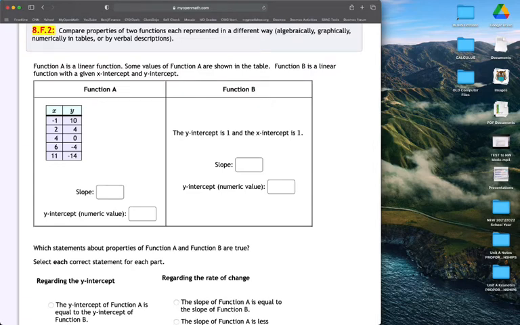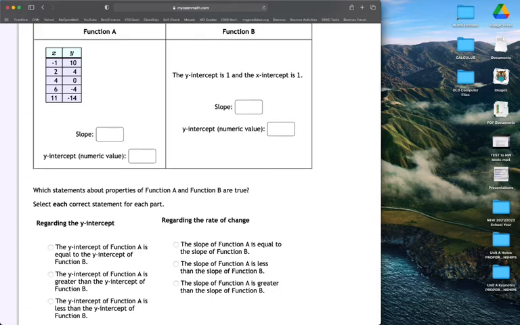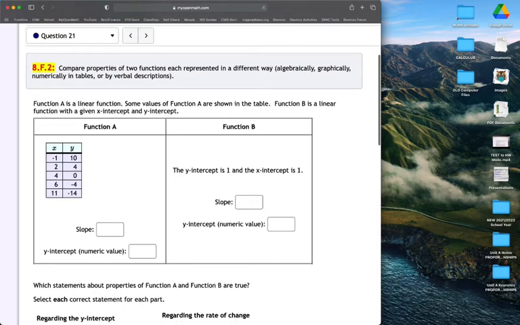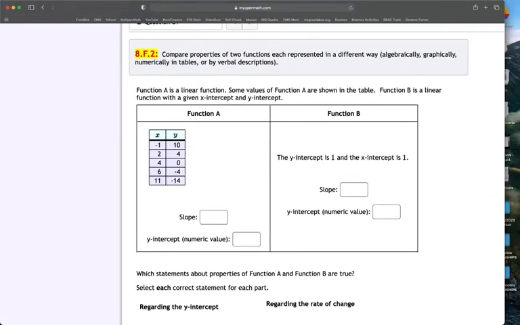Continuing with the standard 8.F.2, where we are comparing functions in different ways. In this particular problem, we are told that function A is a linear function, and some values of function A are in the table, and function B is also a linear function with a given x-intercept and y-intercept. So the first part of this, clearly, as you can see, we need to find the slope and the y-intercept, or the numeric value of the y-intercept. Sometimes that's referred to as the initial value. And then down below, we can answer some questions from that. So let's go ahead and do that.